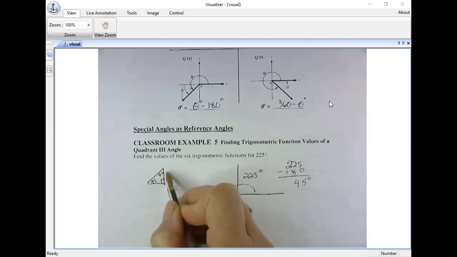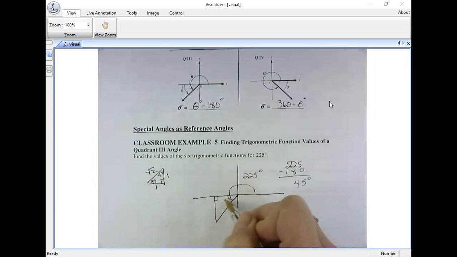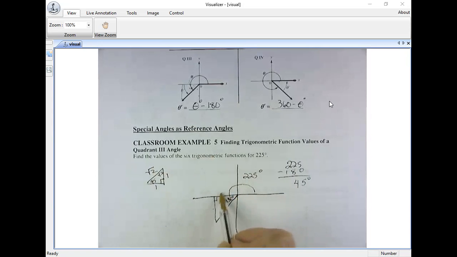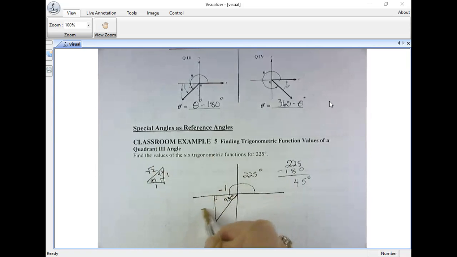What did we say the legs were for a 45, 45, 90? 1, 1. Hypotenuse is square root of 2. So if this is a 45 degree angle here, now I'm in the third quadrant. So tell me about the sign of this side. Is it positive or negative? That's negative. So that's a -1. What about this one? Positive or negative? That's also negative, -1. Hypotenuse will always be a positive value. So you might want to go ahead and label it based on the quadrant you're in.